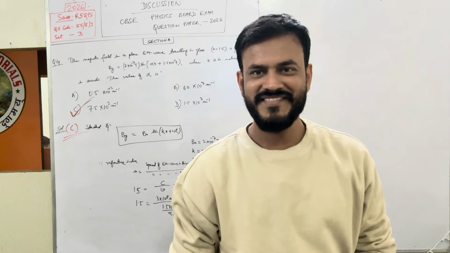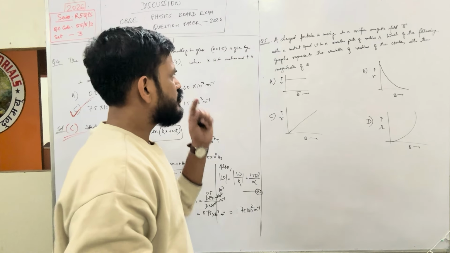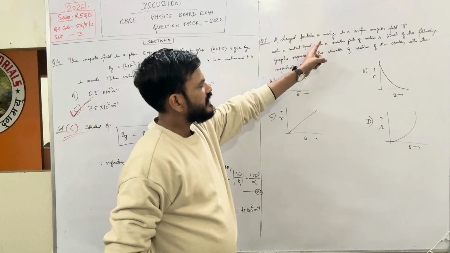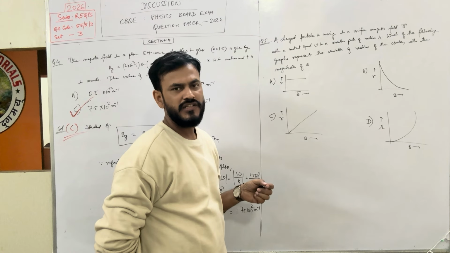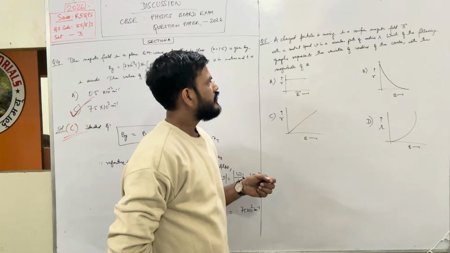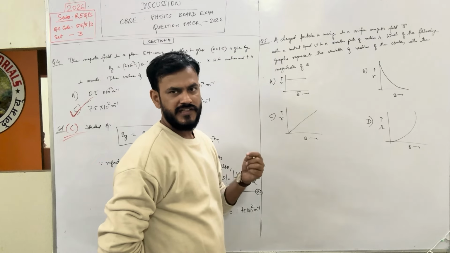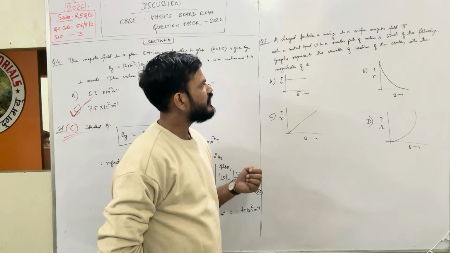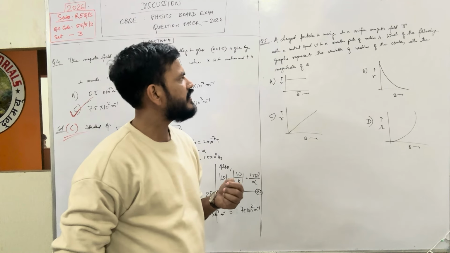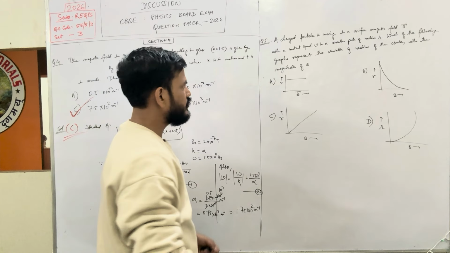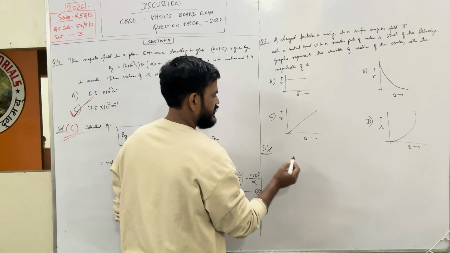Pretty interesting. So guys, question number 5, it says a charged particle is moving in a uniform magnetic field B with a constant speed of V in a circular path of radius r. Now, which of the following graphs represents the variation of radius of the circle with the magnitude of V? So let us see the situation.